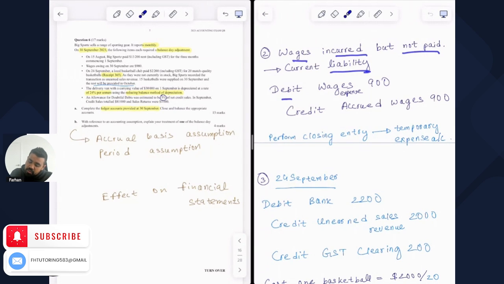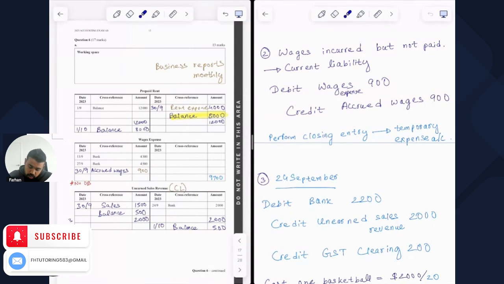So we debit wages expense by $900 because expenses are going up, and we credit accrued wages by $900 because current liabilities are going up because we haven't really paid these wages in cash. So let's look into the ledger account that we're given. So we have the wages expense account, and you can see on the debit side, on the 30th of September, we have paid wages of $4,300 using our funds available in the bank account.